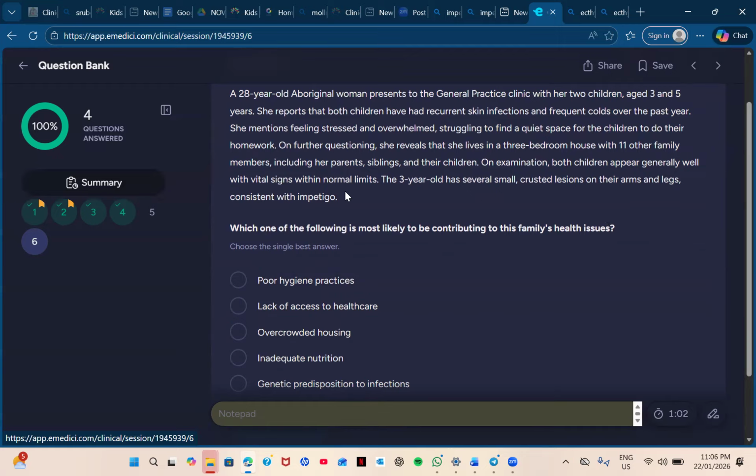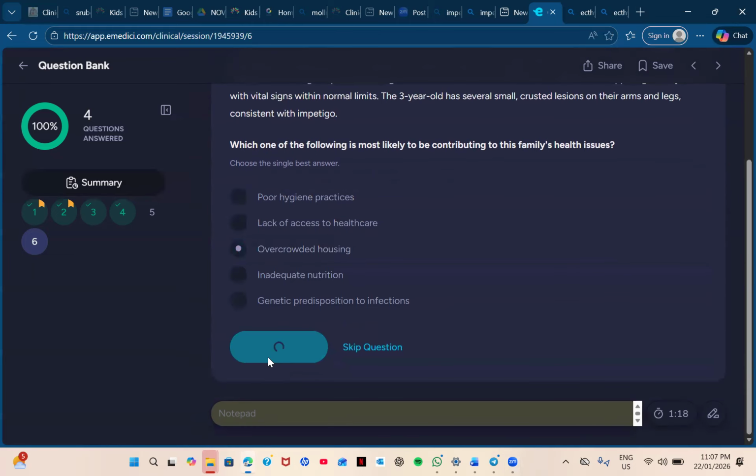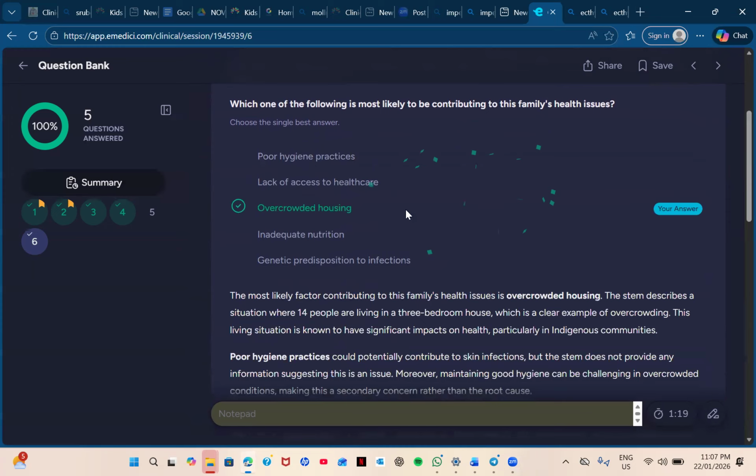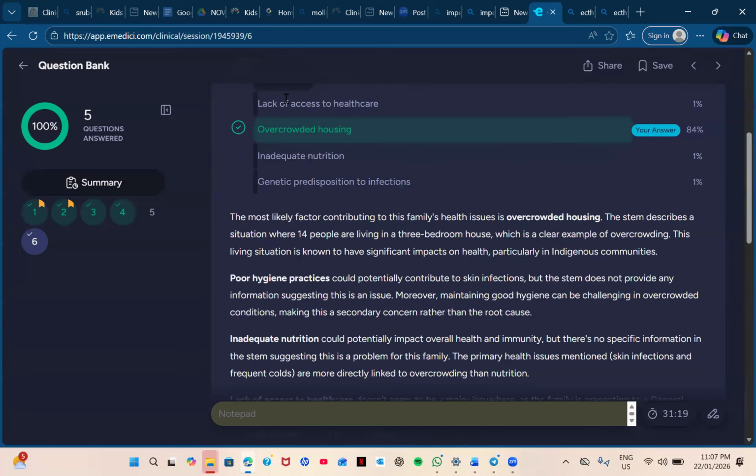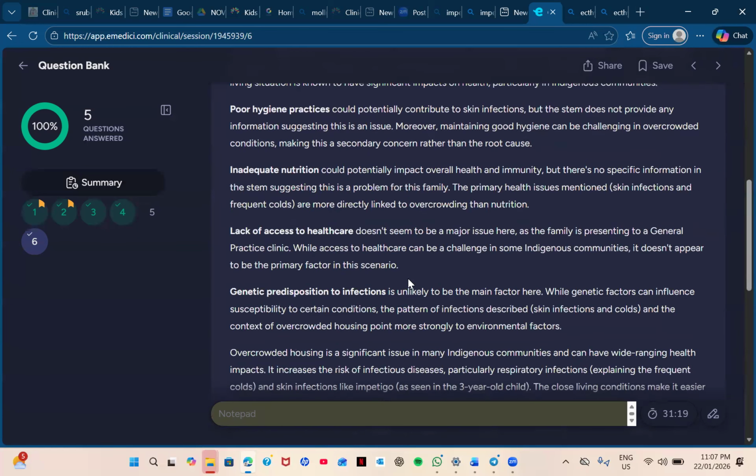General question. What about other doctors? We got A's and C's. What do you think? Do you remember we just read about this, overcrowded houses, right? Do you remember we just read about that?